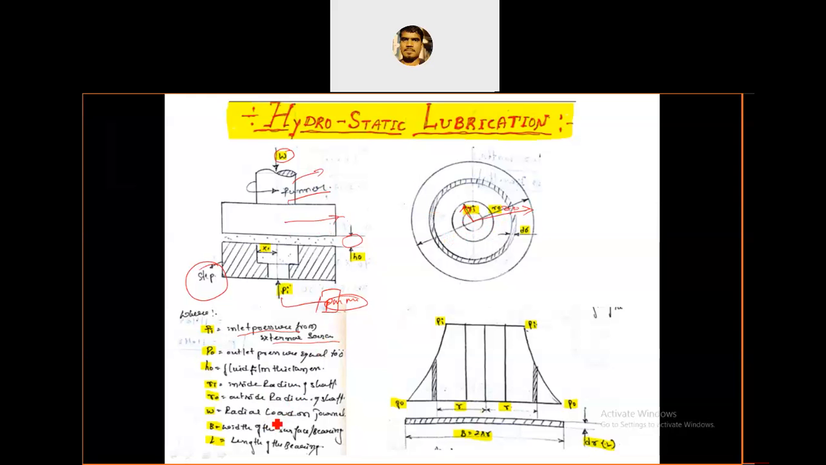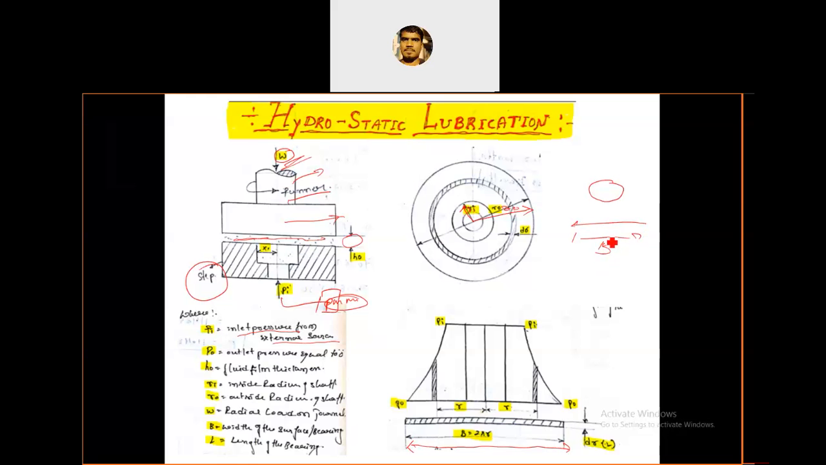W is the radial load acting on the journal bearing, and B is the width of the surface of the bearing. Whatever the fluid film is, actually it is circular. When it is unwrapped, it becomes straight. So that width is called B.